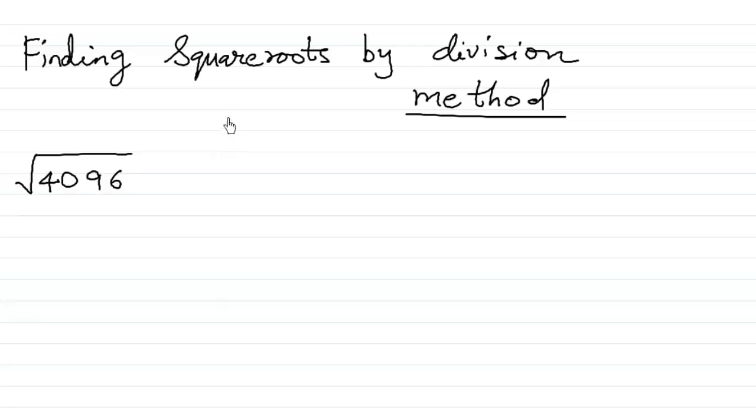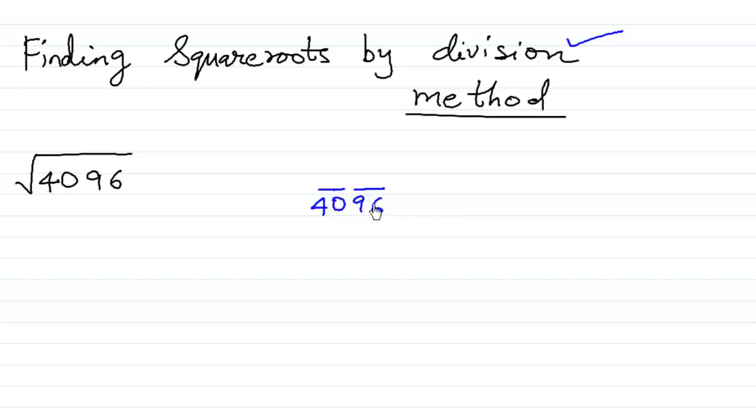Now let us learn how to find square roots by the division method. Using this method we can find the square roots of bigger numbers or even unknown numbers. Let us see how to do this. First of all, we shall write 4096 over here, and then starting from the units place we are going to group them in groups of 2.